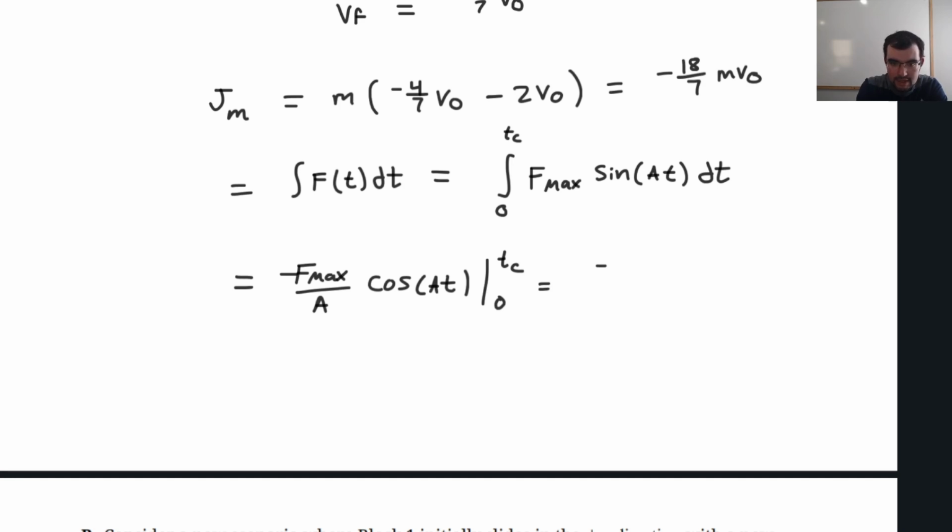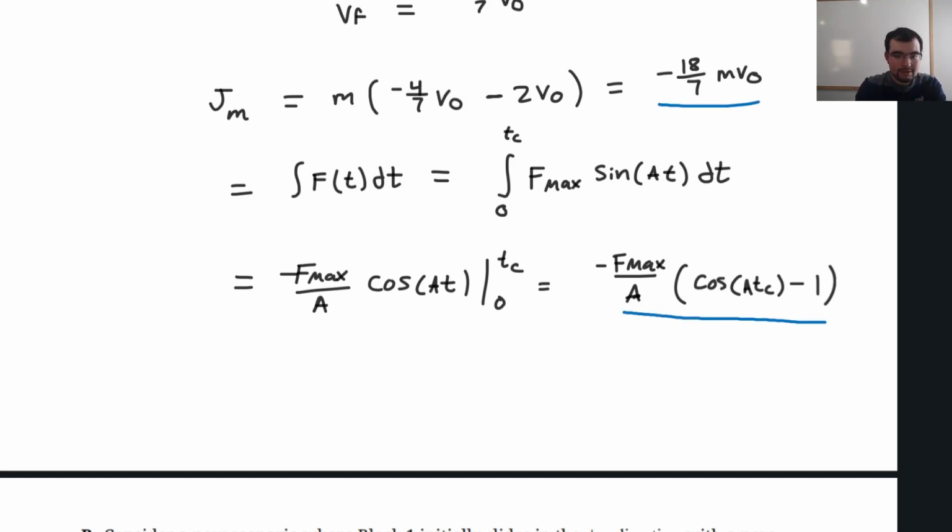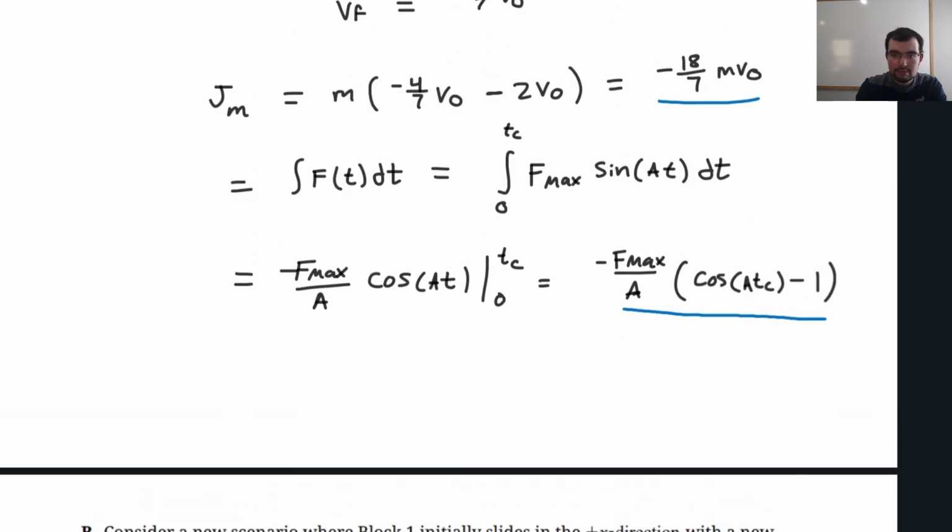And that's going to give us negative F max over A times the quantity cosine of ATC minus cosine of 0, which is 1. Not 0, 1. So now we're just going to set those two impulses equal, because if both are impulse and they're the same thing, they've got to be equal. We just found impulse acting on the block two ways, and now we set them equal.